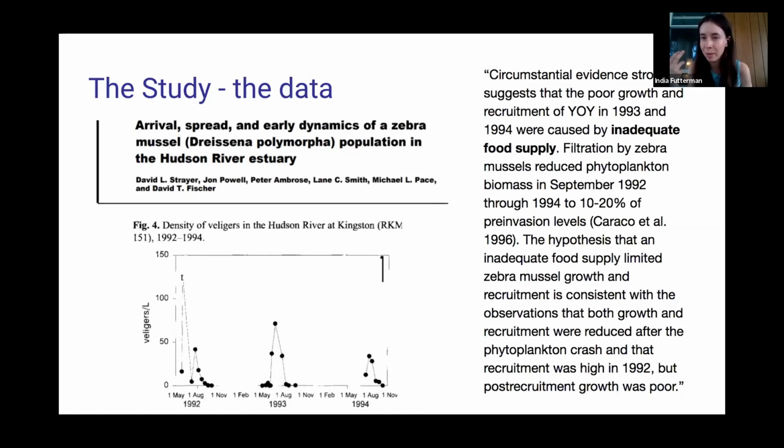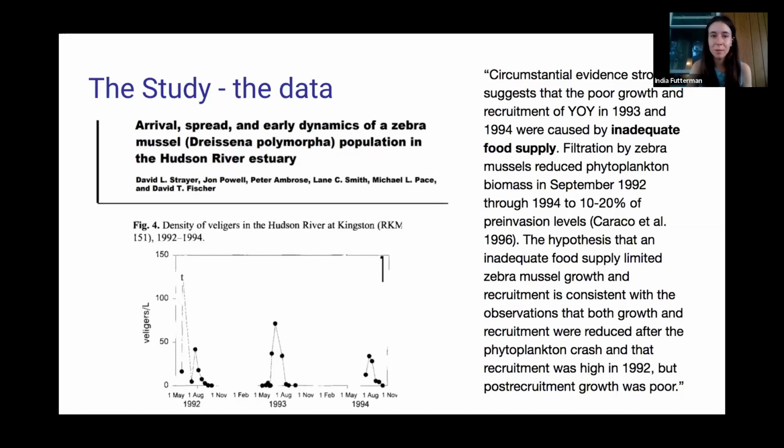How fast is this population actually growing? What they noticed is that we have a huge spike of baby zebra mussels in 1992. By 93, there are fewer zebra mussels being born than there were the previous year, and even fewer in the following year. So what's happening here?